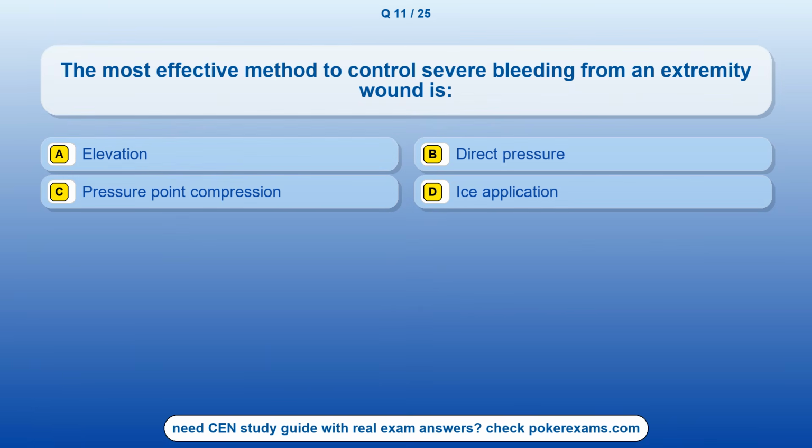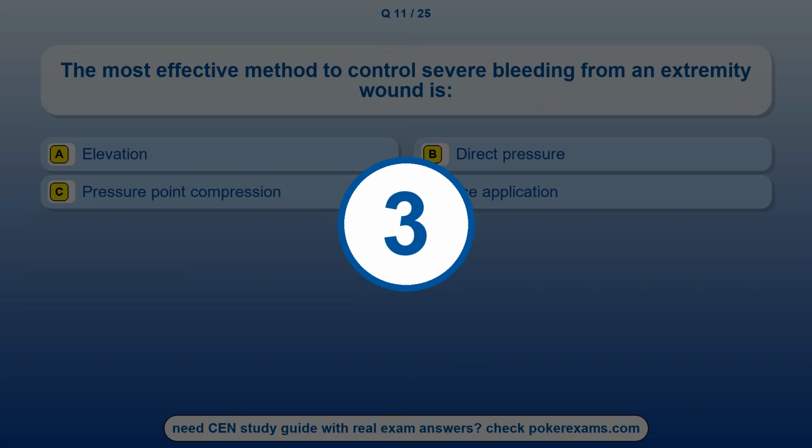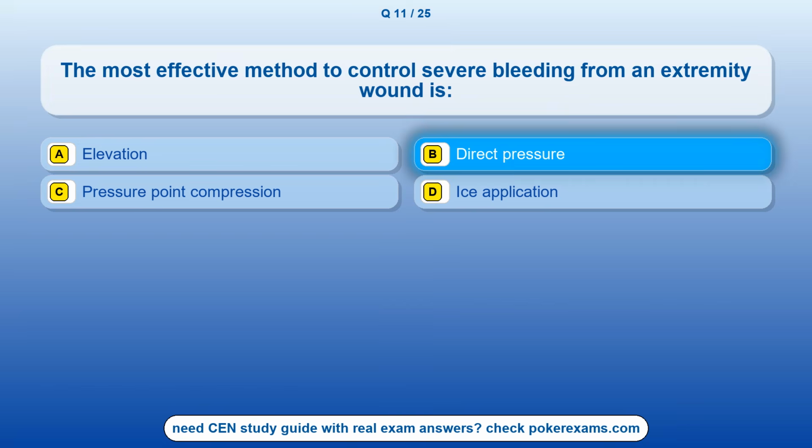Question 11. The most effective method to control severe bleeding from an extremity wound is: Option A, elevation. Option B, direct pressure. Option C, pressure point compression. Option D, ice application. The correct answer is option B, direct pressure.